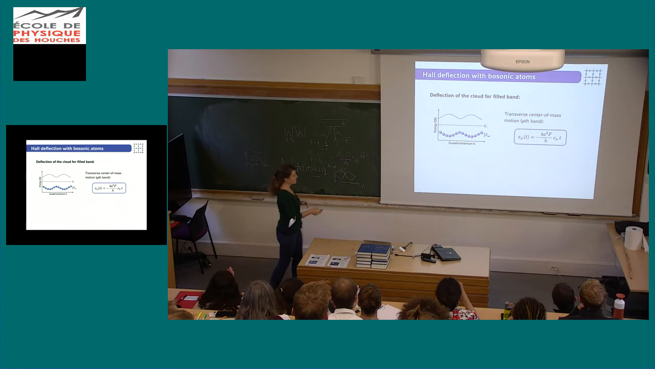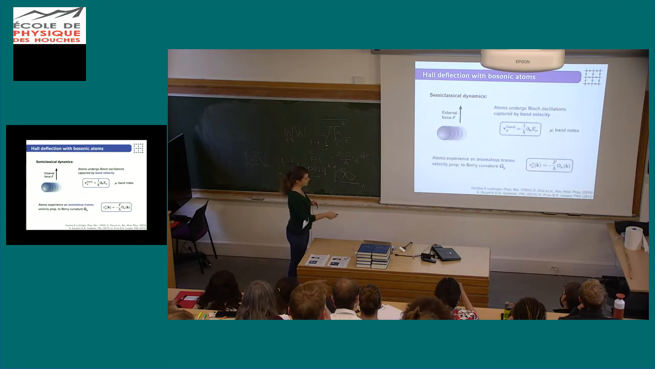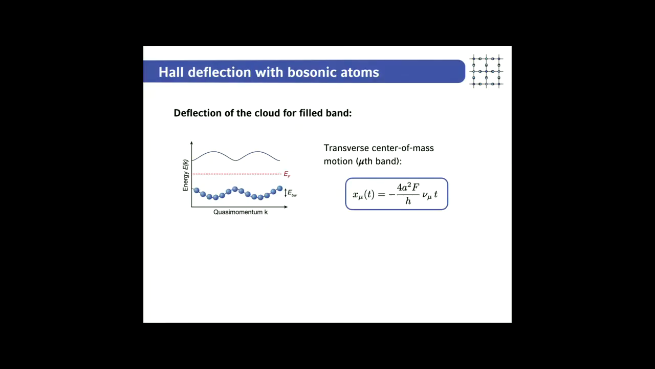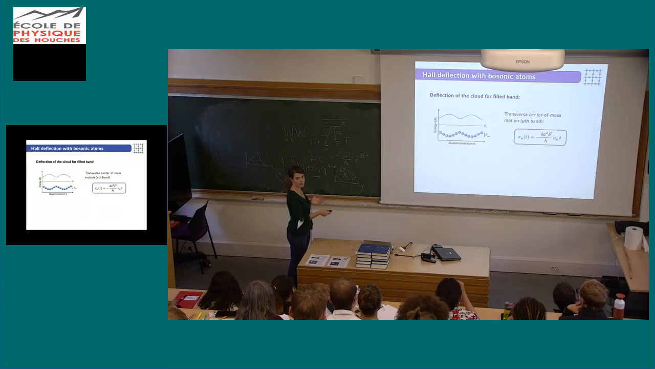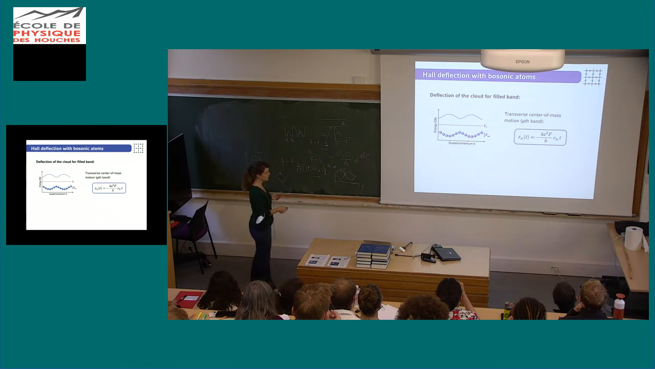Okay, so now we average over all the quasi-momenta and compute the center of mass deflection of the cloud. Now, since this anomalous velocity that we see here is proportional to the Berry curvature, and we integrate over all quasi-momenta in the Brillouin zone, we integrate over the full manifold, which gives us the definition of the Chern number. So in the end, if we compute the center of mass deflection of the cloud, it's proportional to the Chern number of the band where we have prepared the atoms in. And then it's also proportional to the force, and a here is the lattice constant of the 2D square lattice.